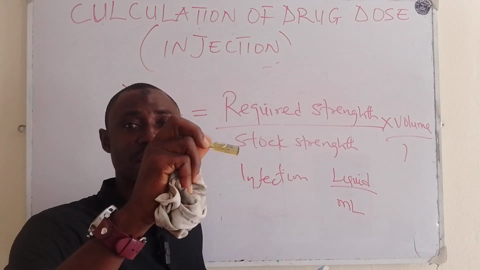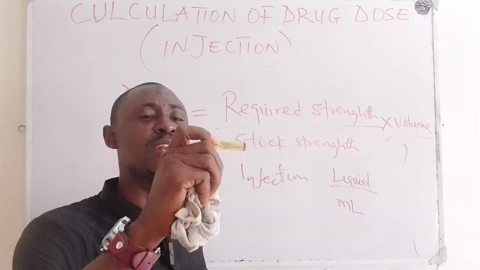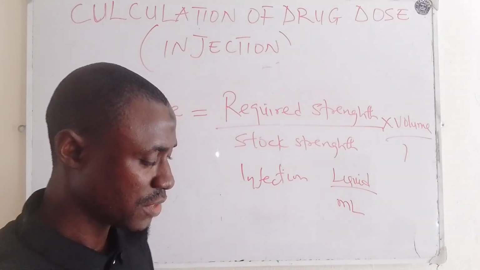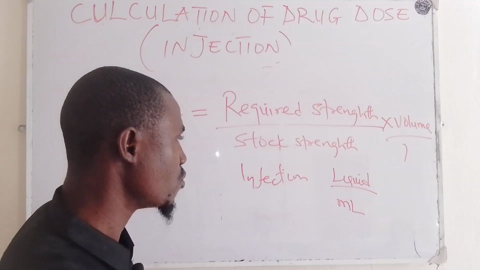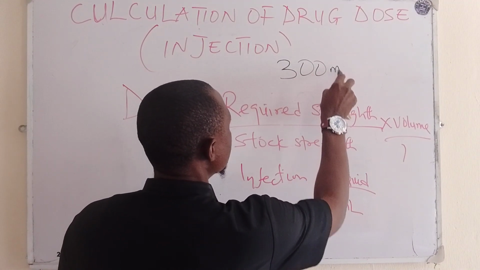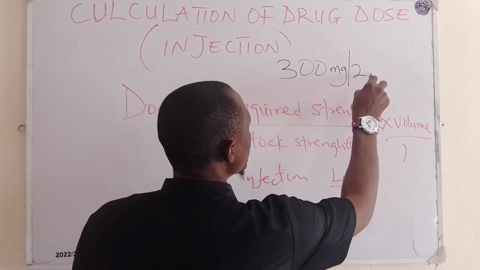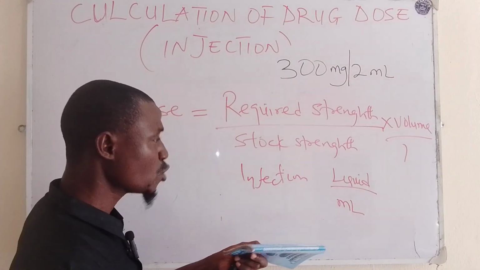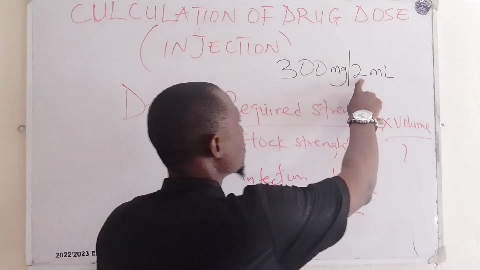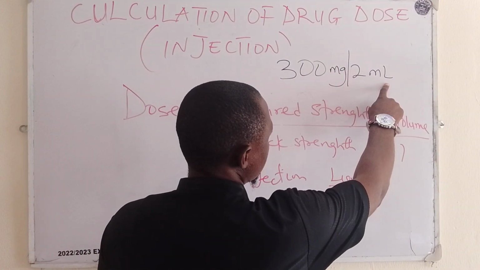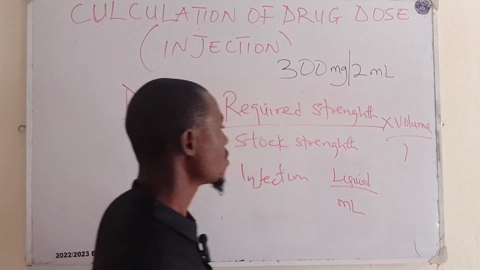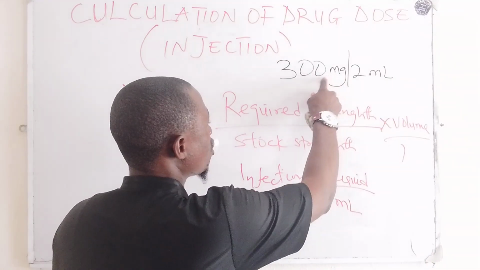Take, for instance, this is a paracetamol injection. One ampoule of paracetamol injection comes like this. If you look at the label on the ampoule, you will see 300 milligram per 2 ml. So what does this mean? This means the weight of the drug is 300 milligram and the volume of the drug is 2 ml. So this is 300 per 2 mils. So this automatically becomes my stock strength.